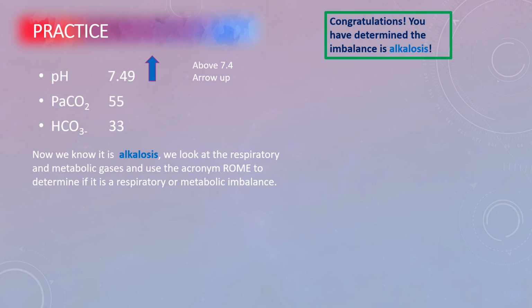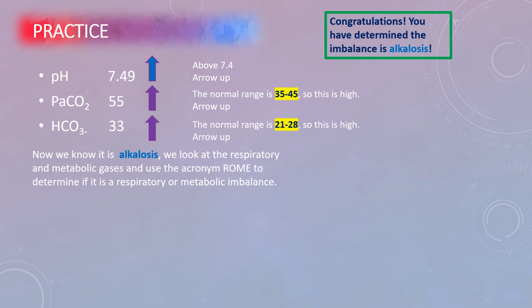Now that we know it's alkalosis, we look at the respiratory and metabolic gases and use the acronym ROME to determine if it is a respiratory or metabolic imbalance. The PaCO2 is 55. Well, the normal range is 35 to 45, so 55 is high, we put an arrow up. The HCO3 is 33. Well, the normal range is 21 to 28, so 33 is high, we put an arrow up.